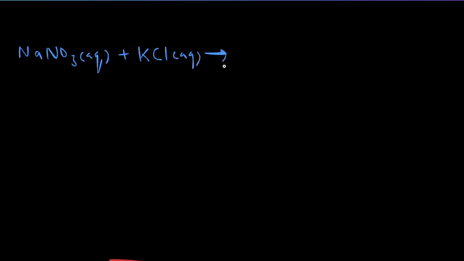So, in this one, let's look at the reaction between sodium nitrate and potassium chloride. So, sodium nitrate, that is aqueous, right? NaNO3 plus KCl, that's potassium chloride. And this is going to give us NaCl and potassium nitrate. Again, this is a double replacement.